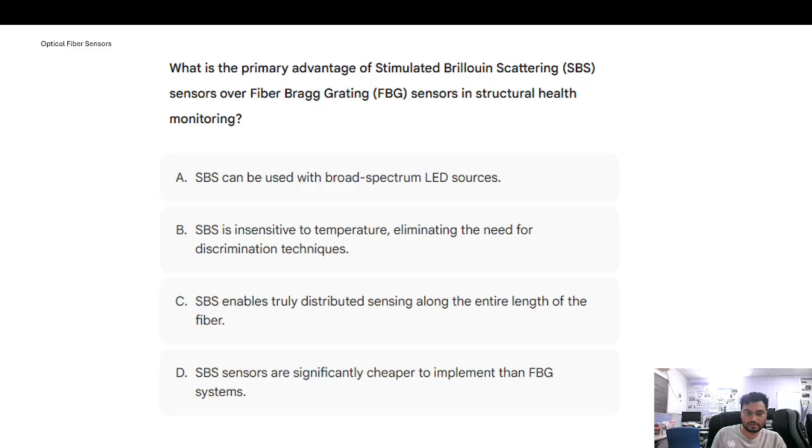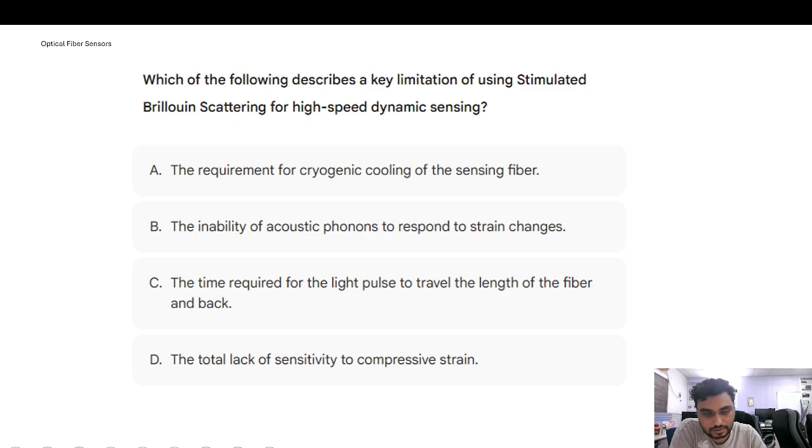This is just Option C, sir. Yeah, you are correct. We already have discussed this one. Cheaper is not correct, it's a very costly technique. Insensitive to temperature, no, it is sensitive to temperature. Broad spectrum LED source, no, it needs a pulse laser. Only the correct thing is truly distributed sensing, and very high cost.